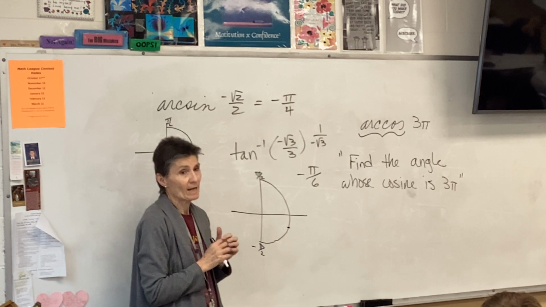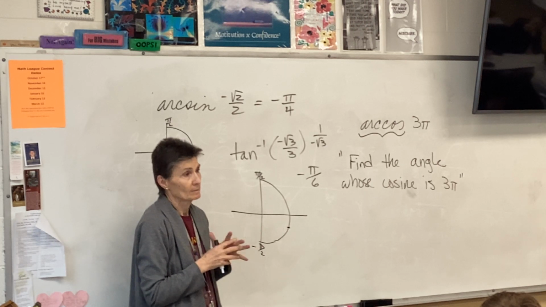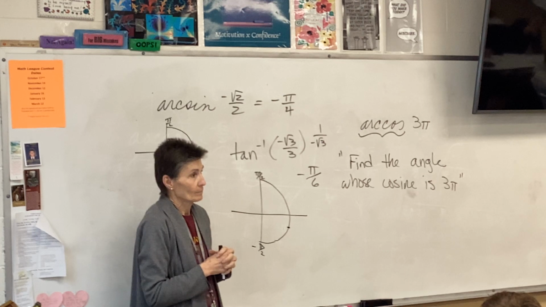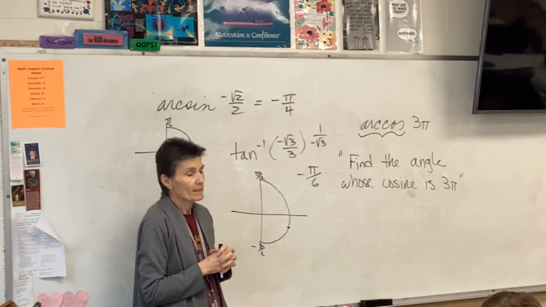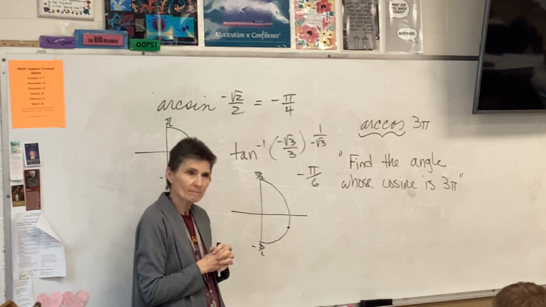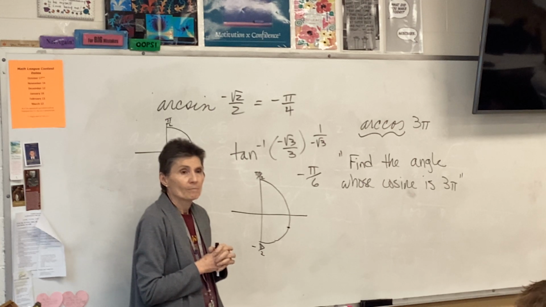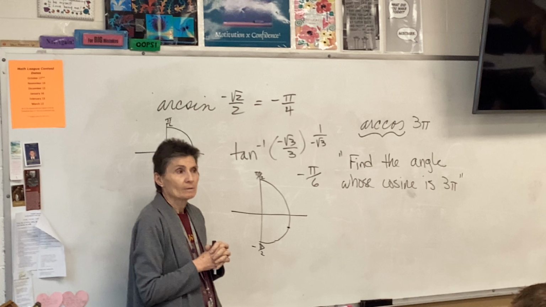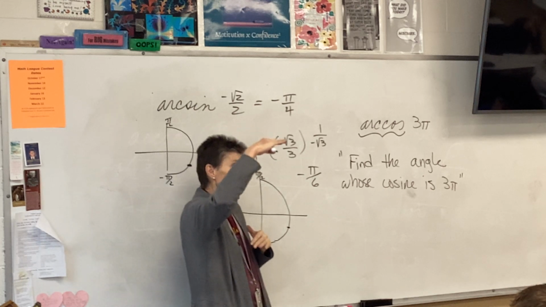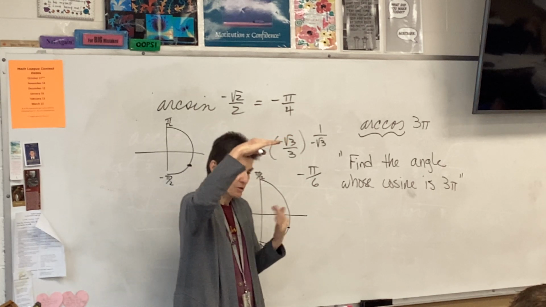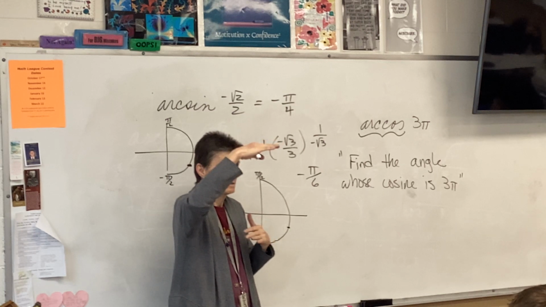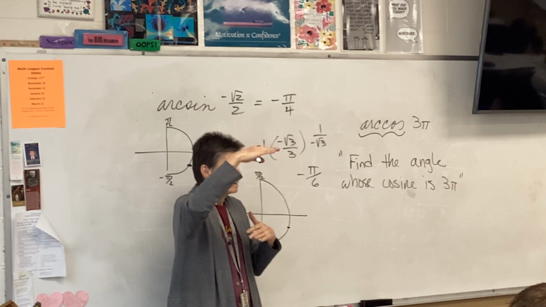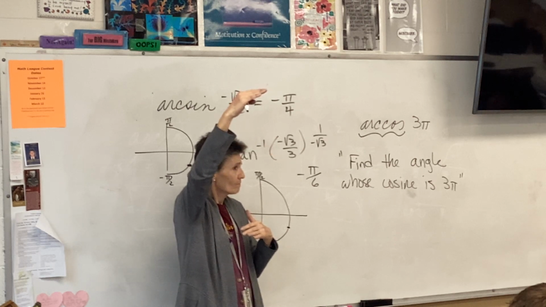What's the decimal value for 3 pi? 9 point something, right? Can a cosine be 9? What's the highest a cosine can go? Unless you multiply it by something. What's a regular cosine? What's the highest it can go? 1? Can cosine be 9?